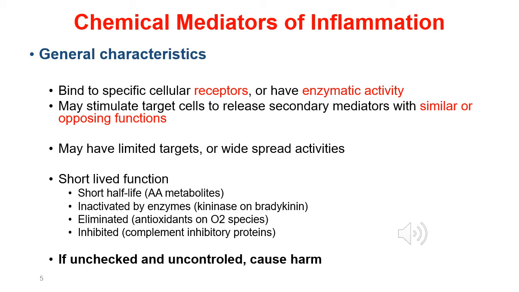Generally, these chemical mediators have a short-lived function, which means they have a short half-life, like the arachidonic acid metabolites. Or they can be inactivated by enzymes like kininase or bradykininase, or eliminated by antioxidants like those acting on reactive oxygen species, or inhibited by other proteins like the complement inhibitory proteins. However, if these chemical mediators go unchecked for a long time, which means not properly regulated, they might cause harm to the site of the inflammation, or can produce systemic effects that harm the whole body.